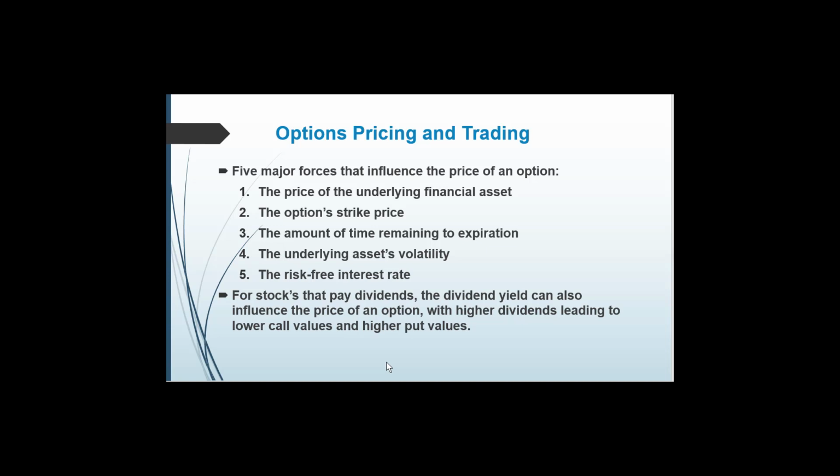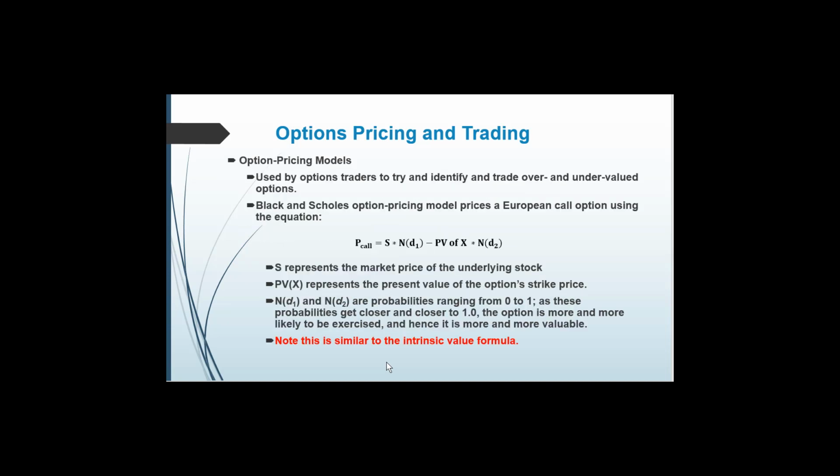Now, the one thing we haven't talked about is dividends, right? If a stock pays a dividend, and that dividend will occur during the lifespan of this option, it will have an influence. So options with higher dividends will have lower call values, because if you buy a call, you don't get the dividend, and it will be higher for put values. So dividends also have an influence on the value of a put or a call, but only if a dividend payment is likely.